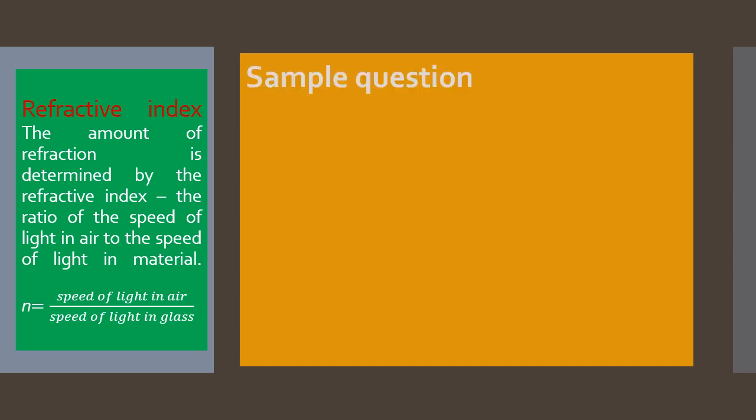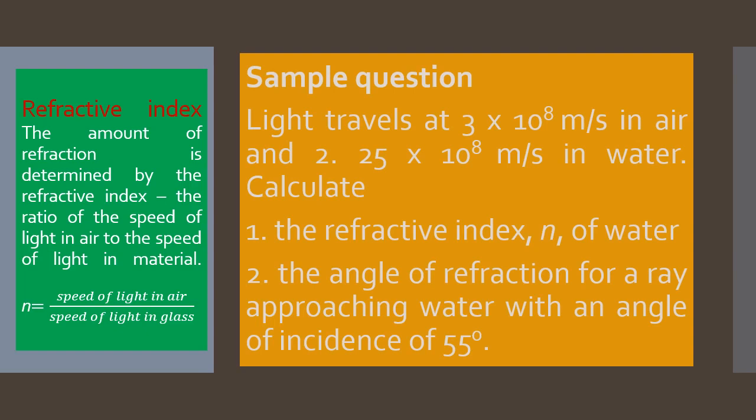Here is a sample question. Please do this and write your solution in your physics notebook. Light travels at 3 times 10 raised to the power of 8 meters per second in air and 2.25 times 10 raised to the power of 8 meters per second in water. Calculate first the refractive index of water and second the angle of refraction for a ray approaching water with an angle of incidence of 55 degrees.